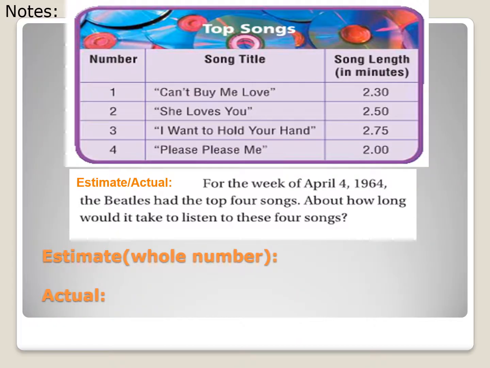So let's look at a word problem. Here are the top 4 songs of April of 1964 by a band called the Beatles. My question sentence is, about how long would it take to listen to these 4 songs? Again, the word about is telling me I'm looking for a friendly number. I need to estimate. Well, I already have the numbers written vertically with my decimals lined up and zeros filled in. So now it's just a matter of doing the estimating.